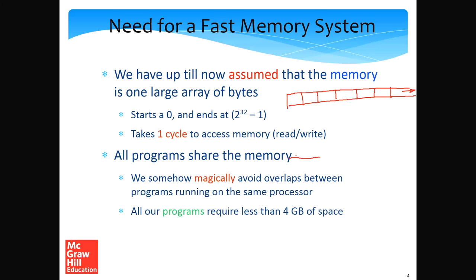What happens in reality is something like this. We have many programs running at the same time on the same processor, and we have to somehow magically avoid overlaps between them. Also, what we have assumed is that all our programs require less than 4 GB of space, which again might not be true. So, for example, let's say we have a processor.